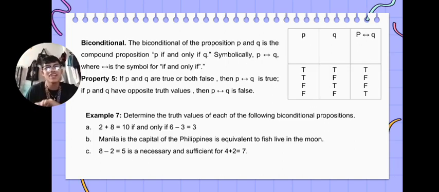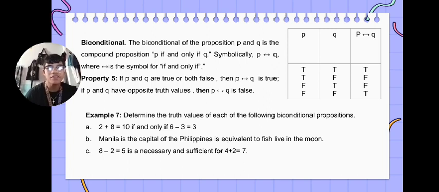Next, the biconditional of the proposition P and Q is the compound proposition P if and only if Q. Symbolically, it looks like two arrows side by side, and its meaning is "if and only if." It is the same as the symbol we saw earlier for the conditional.